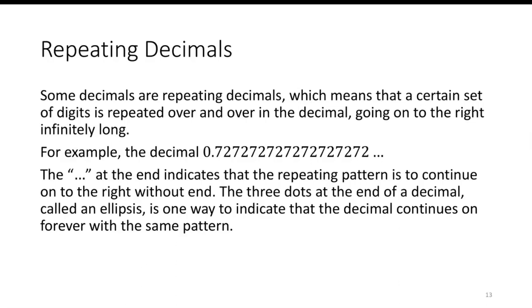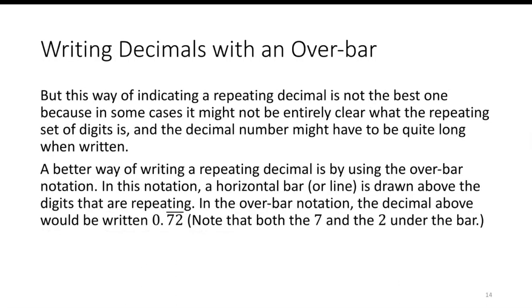The dot, dot, dot at the end indicates that the repeating pattern is to continue on to the right without end. The three dots at the end of a decimal, called the ellipsis, is one way to indicate that a decimal continues on forever with the same pattern. But this way of indicating a repeating pattern is not the best way because in some cases it may not be entirely clear what the repeating set of digits is, and the decimal number might have to be quite long when written.